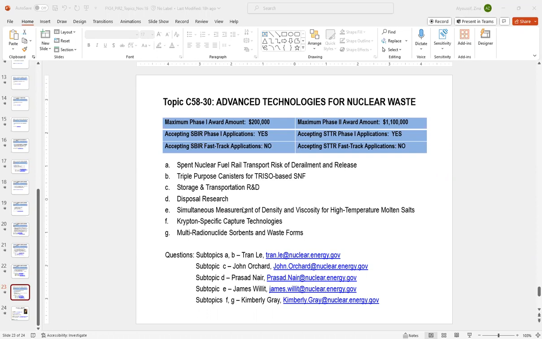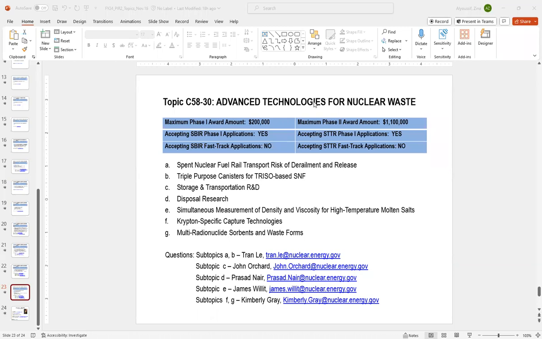For subtopic B, the Department of Energy Office of Integrated Waste Management is interested in innovations that will result in the development of a system concept for a triple purpose canister that could support TRISO-based spent nuclear fuel, at least in a spherical pebble form. However, it could also support spherical pebble and compact forms.